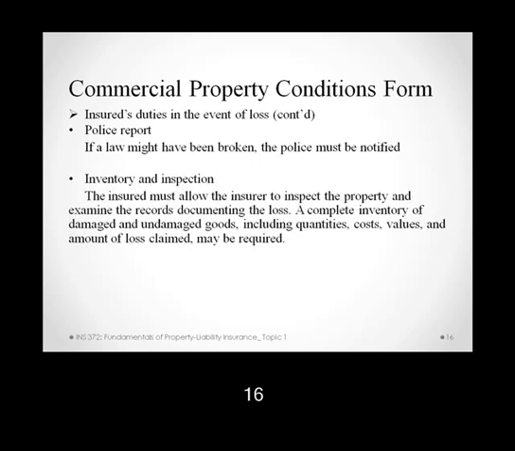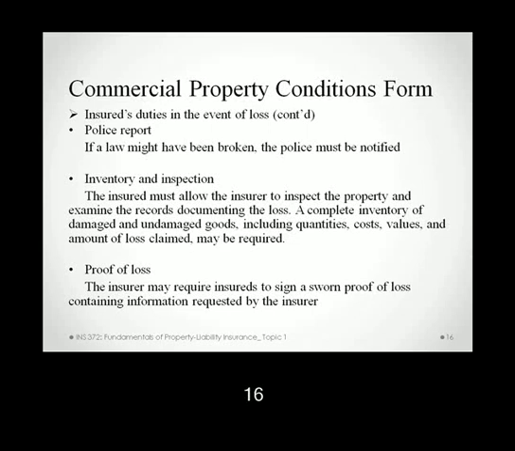An inventory inspection. The insured must allow the insurer to inspect the property and examine the records documenting the loss. Now, a complete inventory of the damaged and undamaged goods will help the insurance company to evaluate the loss accurately. Proof of loss. The insurer may require the insured to sign a sworn proof of the loss containing information that is required by the insurer to help prevent the moral hazard problem. Now, here we end topic 1.